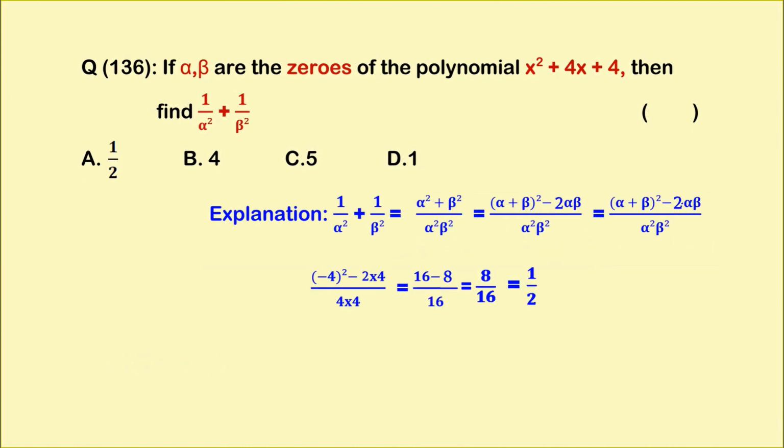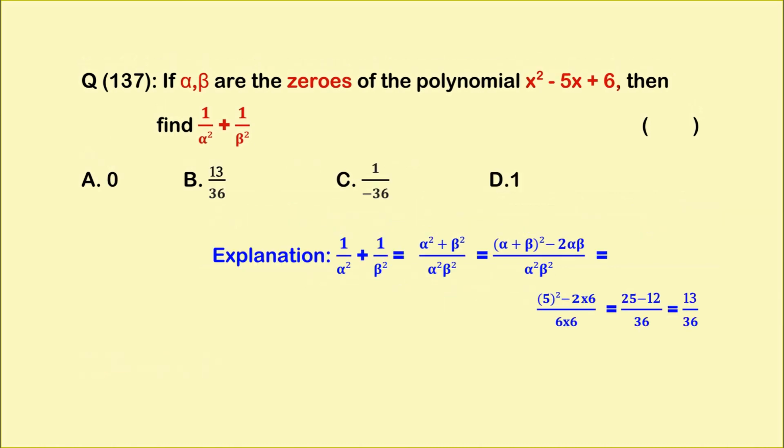Question number 136. If alpha and beta are the zeros of the polynomial x square plus 4x plus 4, then find 1 by alpha square plus 1 by beta square. You can see in the explanation, 1 by alpha square plus 1 by beta square, by taking LCM, we'll get in the denominator alpha square into beta square. So beta square into 1 is beta square, alpha square into 1 is alpha square. So in the numerator, we'll get alpha square plus beta square. So we know the formula alpha square plus beta square is nothing but alpha plus beta whole square minus 2 alpha beta. By substituting the value of alpha plus beta and alpha into beta, we'll get minus 4 whole square minus 2 into 4 divided by 4 into 4. That is equal to 16 minus 8 by 16. So that is equal to 8 by 16, that is equal to 1 by 2. So A is the right answer.